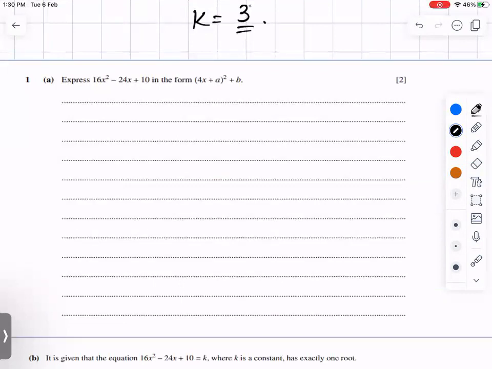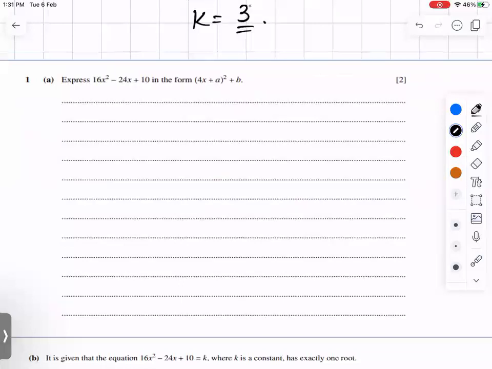So let's move ahead to the next quadratics. In this, we are expected to express 16x squared minus 24x plus 10 in the form of (4x plus a) squared plus b. In this, you are going to be using what we call the completing the square method. So when you see any quadratics like this, please don't use your quadratic formula, don't use factorization. If you are asked to express in this form, use the completing the square method.